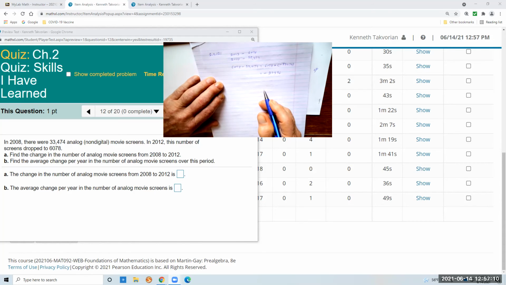What was the average change per year? Well, there's 4 years difference, 2008 to 2012. So I'm going to take -27,396 divided by the number of years. So the average drop per year is -6,849. So two ways of looking at the problem.